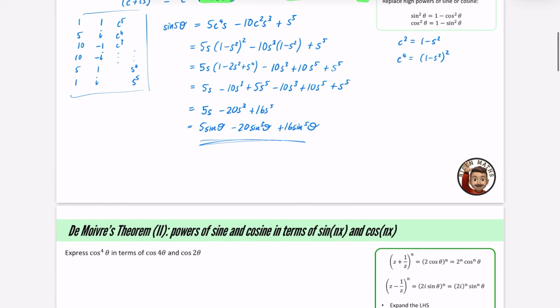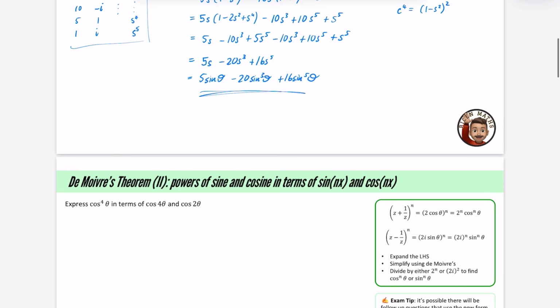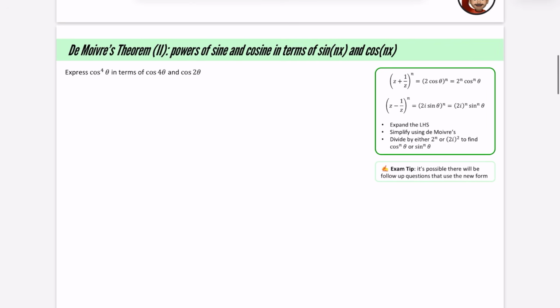Now, you probably know what the next question is going to be. It's the same thing, but kind of like the reverse process. So this time, we are going to take a power of sine or cosine, and we're going to write it in terms of sine nx or cos nx. In this case, cos 4 theta, cos 2 theta. No powers for these at all. Now, it's a slightly different approach for this, okay?